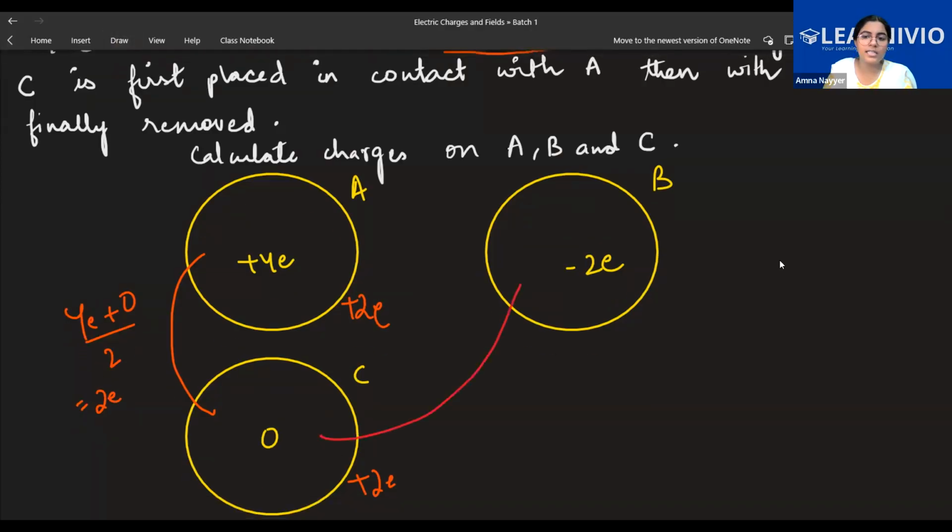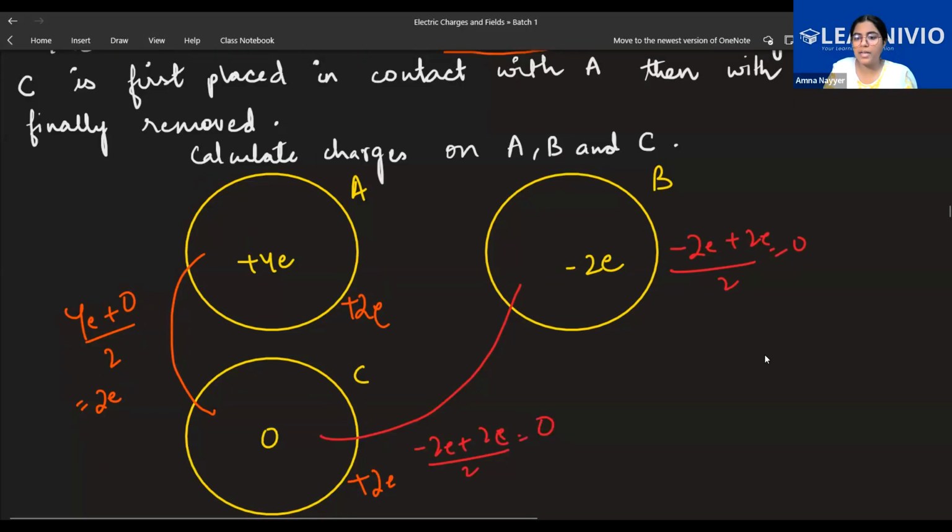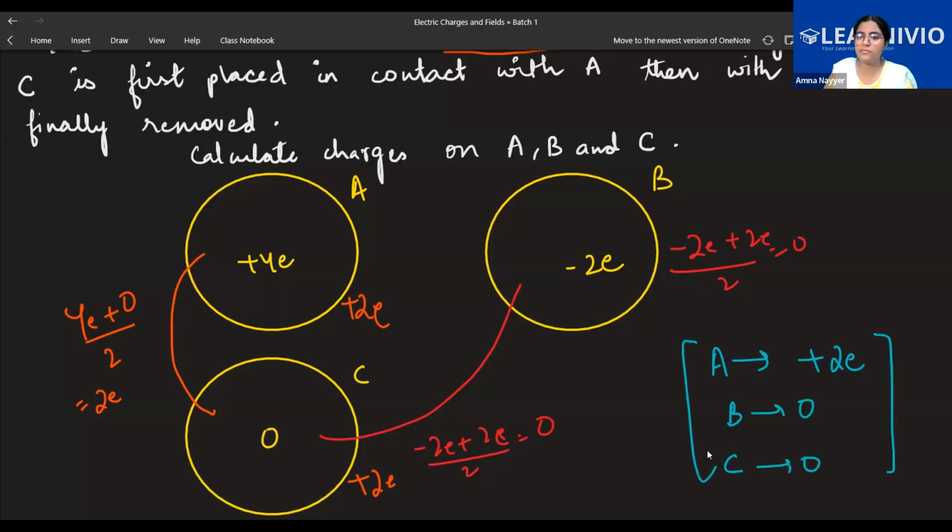Now, Ali, it says that B and C are connected. So what will be the final charge on B and C? 0. Minus 2e plus 2e divided by 2 is simply 0. Total charge divided by 2 is 0. So ultimately, what's our final answer? A becomes plus 2e, B becomes 0, and C also becomes 0. This will be your final answer. Am I clear, Ali? Yes, ma'am.